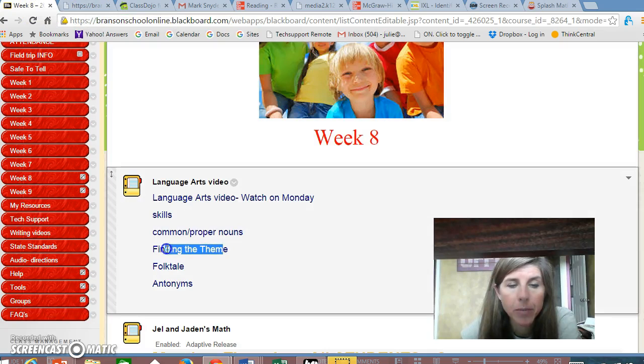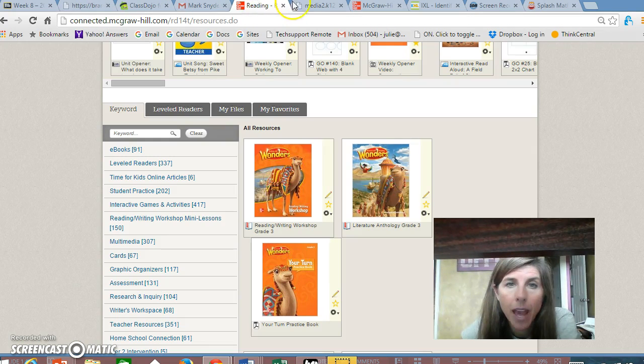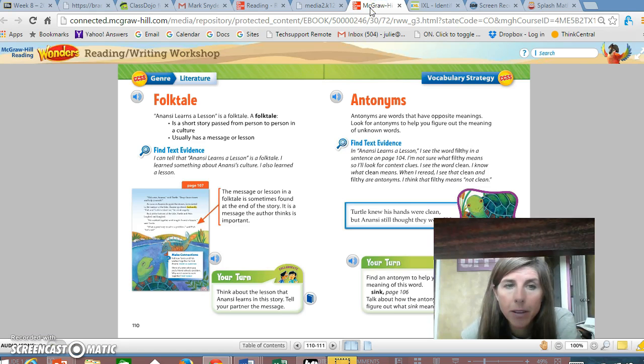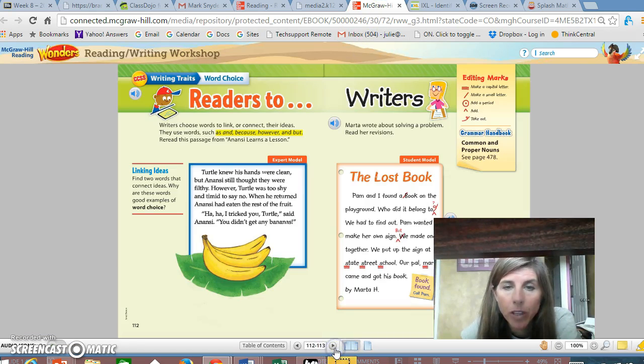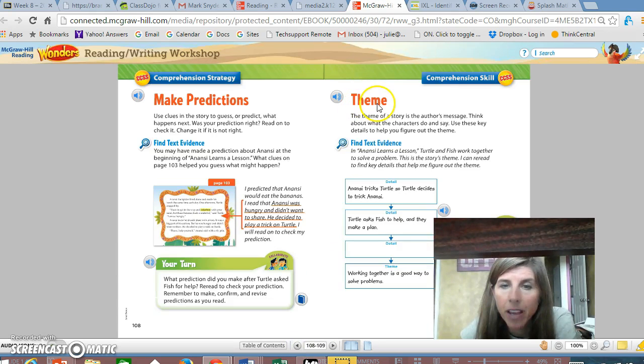So finding the theme. You are going to find the theme the author is trying to get across to you in your stories this week. And so let's go ahead and take a look at what that means. So let's go ahead and read what the theme is if I can find it here. There we go, a theme. The theme of a story is the author's message. Think about what characters do and say in a story. That can help you decide on what a theme is. So you're going to use key details to figure out the theme.